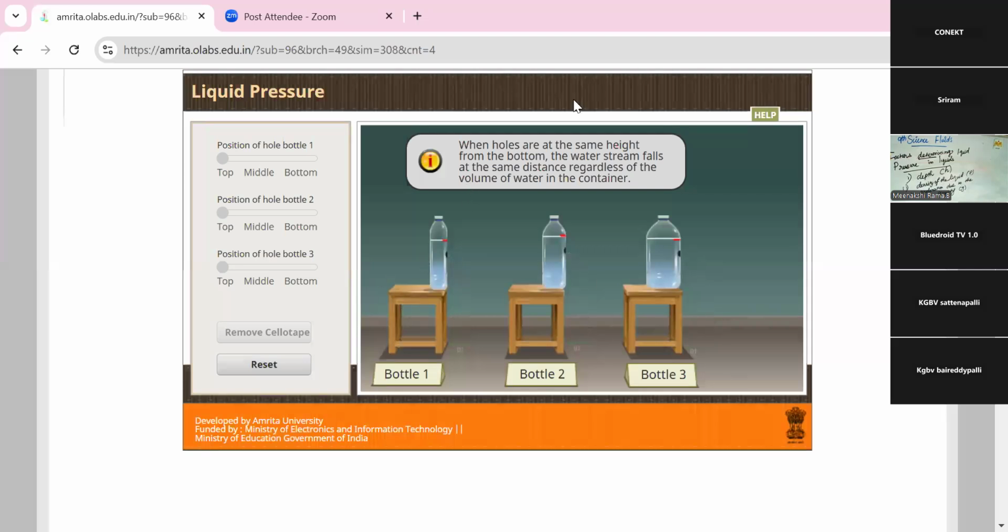When the holes are at the same height from the bottom, the water stream falls at the same distance regardless of the volume of water in the container. Because the holes are at the same height in these three bottles, the water stream falls at the same distance and with the same speed from each container, since the holes are in the same part from the bottom. So, next one.